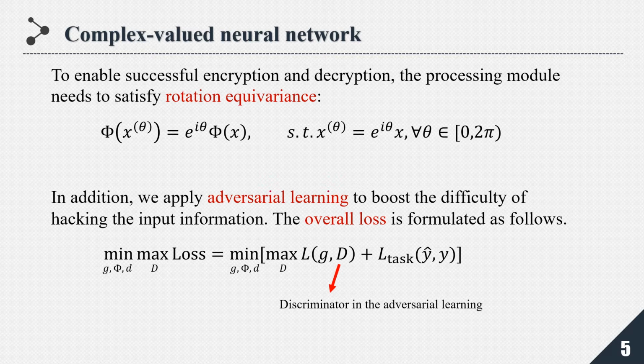In order to further boost the difficulty of hacking the input information, we use adversarial learning to train the encoder. An ideal encoder requires the encrypted feature to contain sufficient information to cause obfuscation with the real feature. Besides, the encrypted feature and the real feature follow the same distribution, so that it is hard to distinguish which one is the real one. That is, attackers cannot distinguish which phase contains the input information. The overall loss of learning is formulated as follows, which contains the adversarial loss and a loss for the target task.